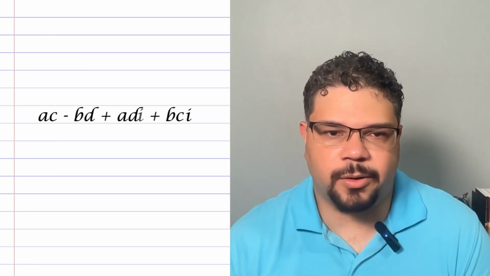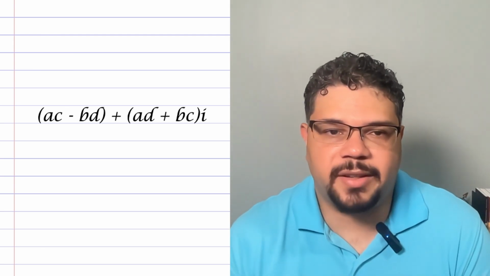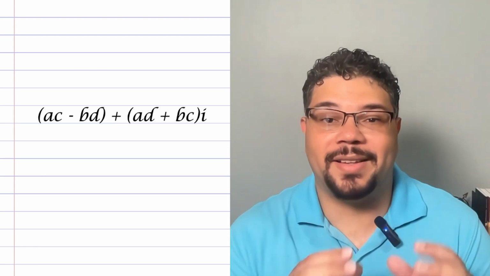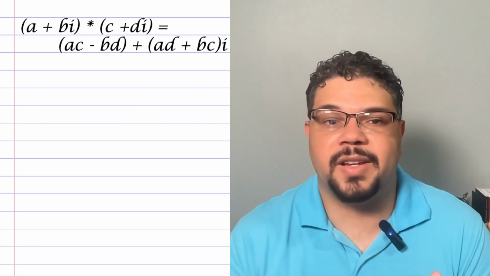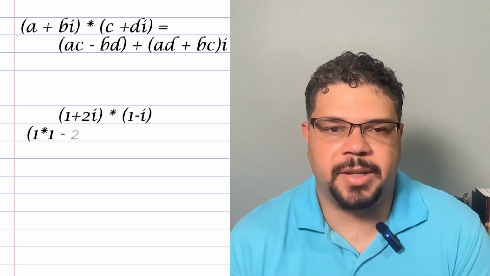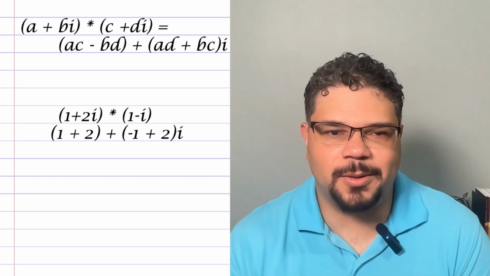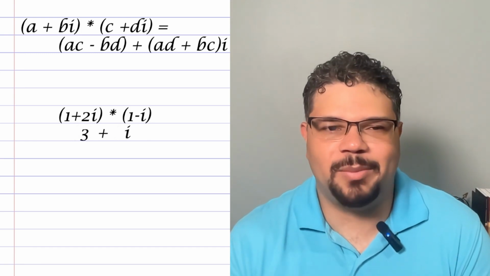Or, gathering like terms, AC minus BD is the real part, and AD plus BC is the imaginary part of the resulting multiplication. Applying this simple algebraic rule lets us multiply any 2 points. For example, 1 plus 2i times 1 minus i becomes this, which simplifies to 1 plus 2 plus -1 plus 2i, or 3 plus i.